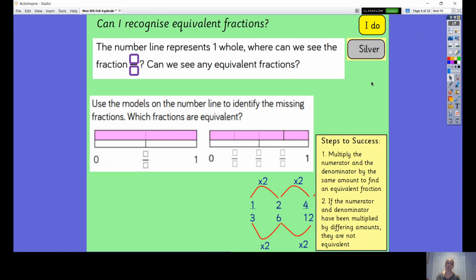We're going to be looking at equivalent fractions again. This is lesson 2 of equivalent fractions. The number line represents one whole. Where can we see the fraction? Can we see any equivalent fractions?